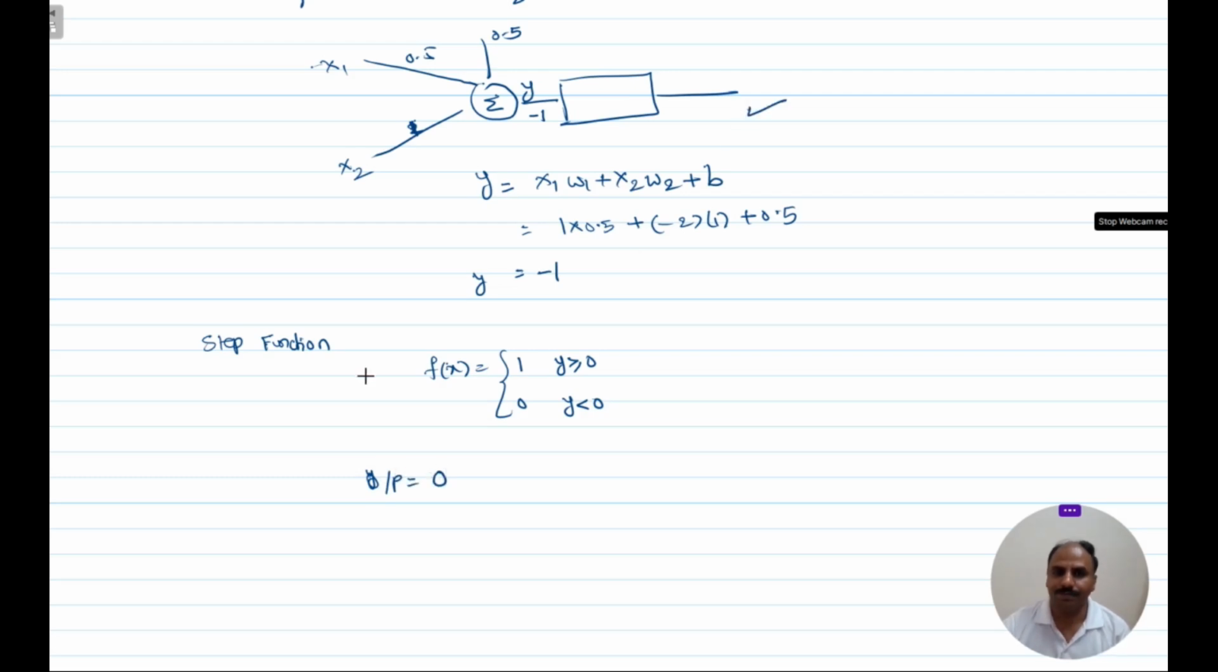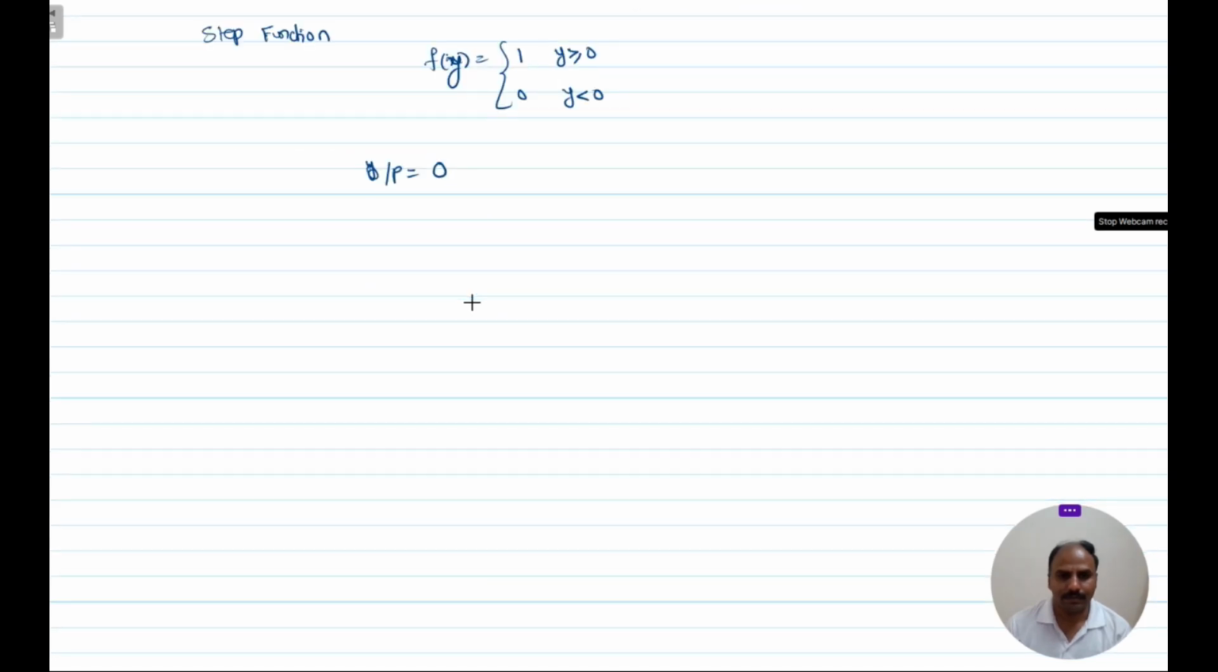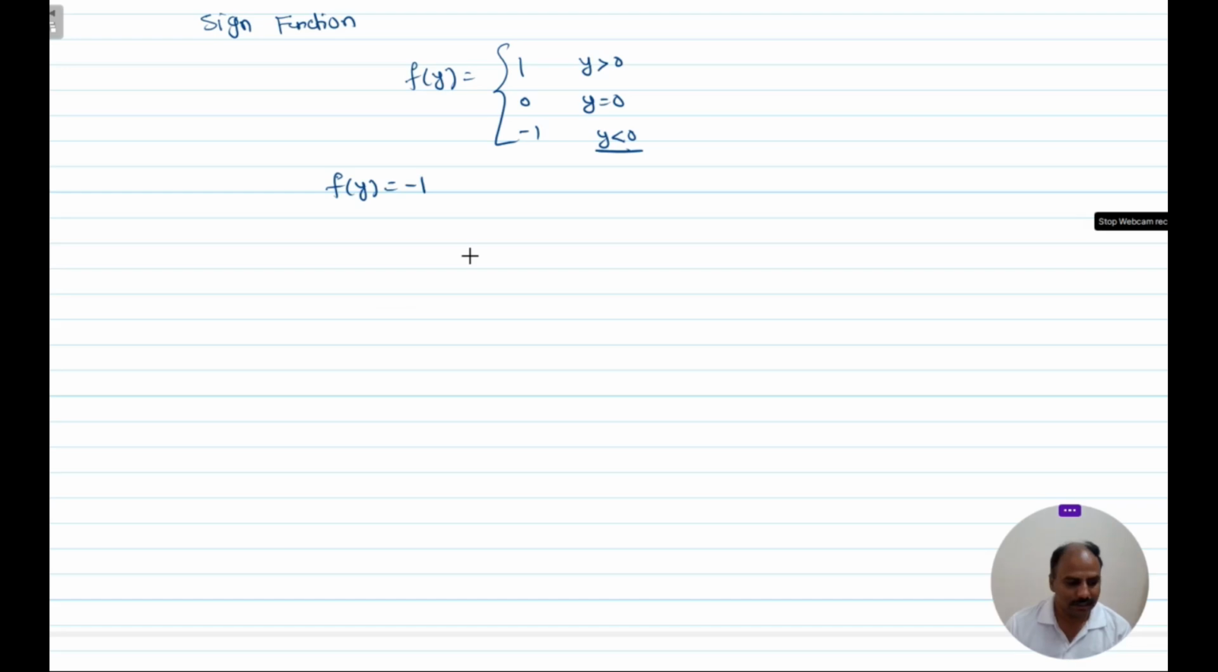Next comes f of y for the sign function. We can take f of y as 1 when y is greater than 0, 0 when y is equal to 0, and minus 1 when y is less than 0. Obviously y is equal to minus 1, so it is less than 0, then f of y is minus 1.